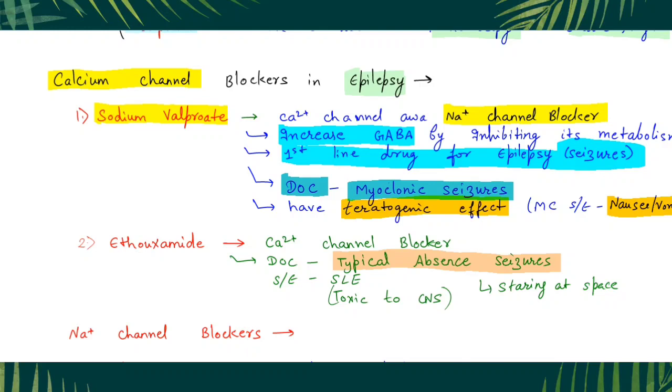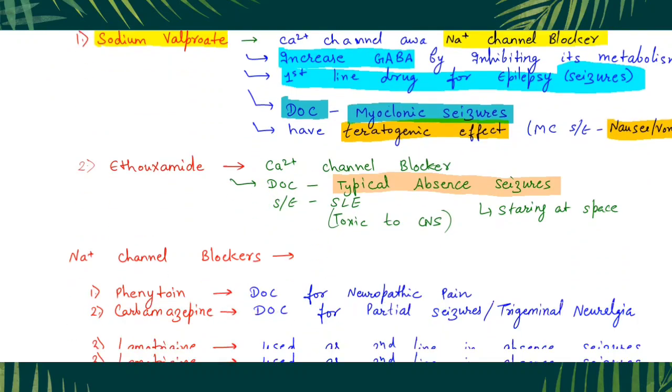What side effects do they cause? Systemic lupus erythematosus, toxic to the CNS. And what is the absence seizure? The person is staring into space and has some unawareness. So these all are characteristics of ethosuximide.